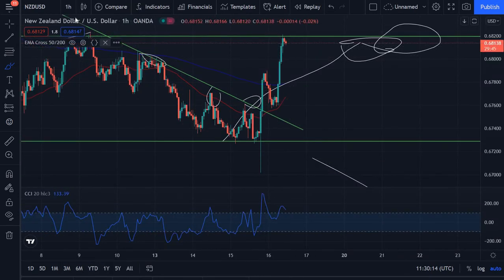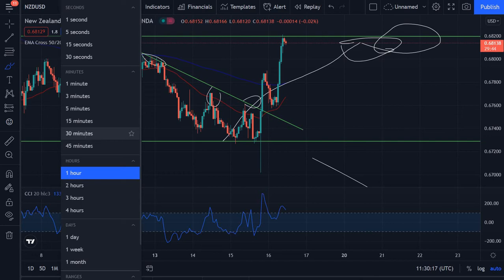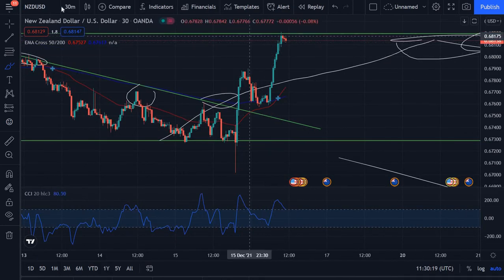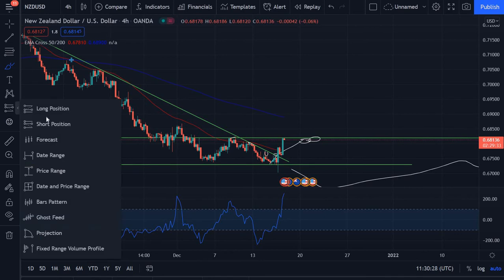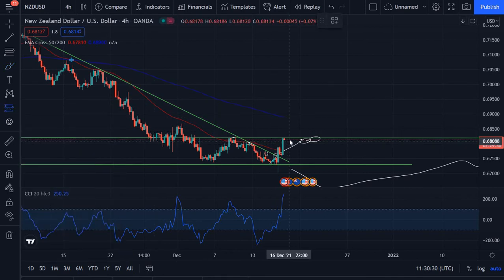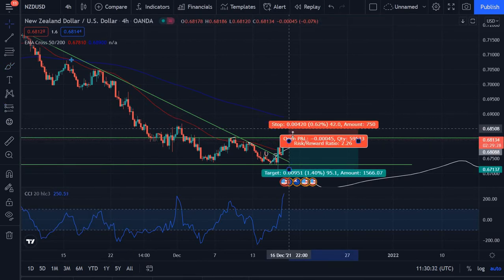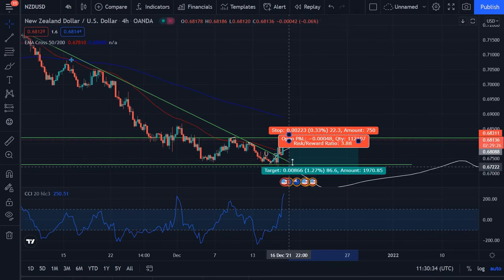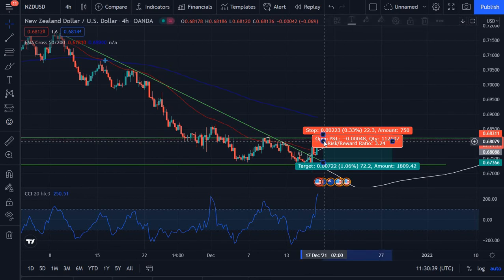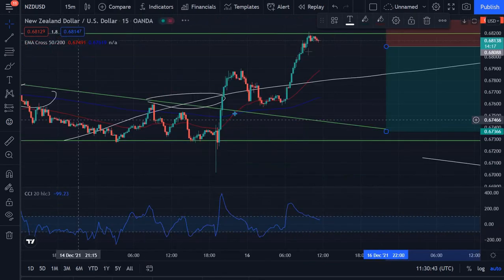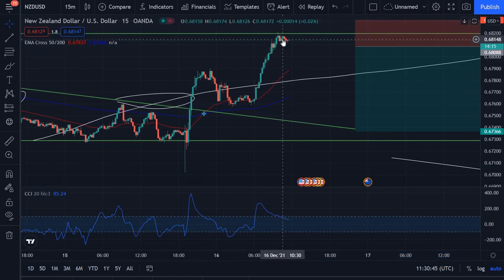On the 1-hour chart for now there is no bearish sign, so if we manage to see a double top, I would go for a short all the way down to here. But if we break here, then I would look for a buy and go the opposite way. So either a double top here, but for now it looks like we will go higher.